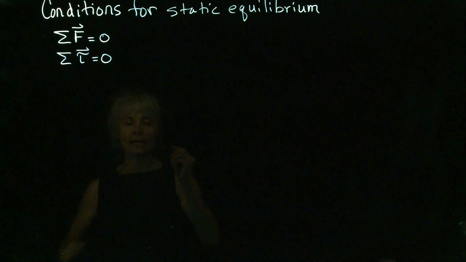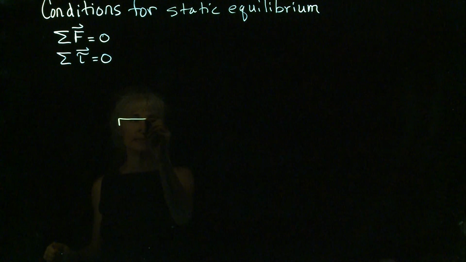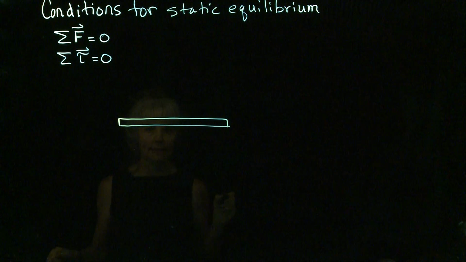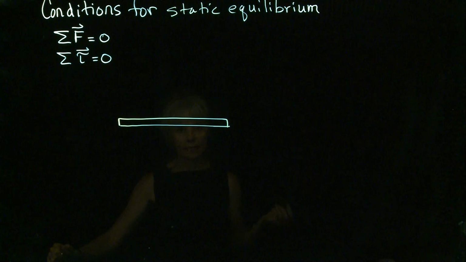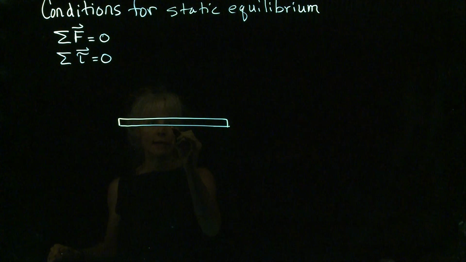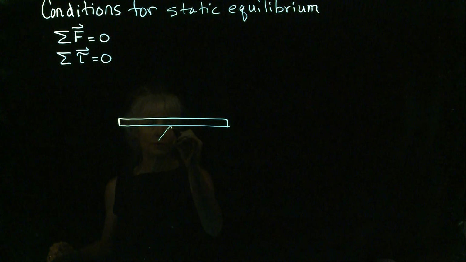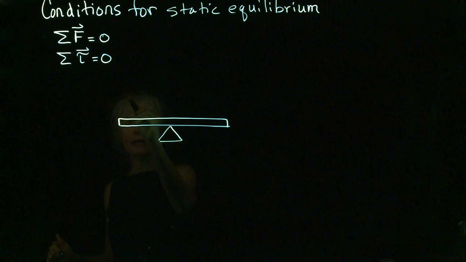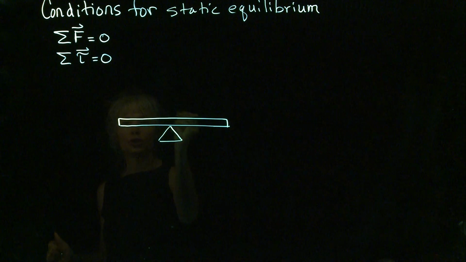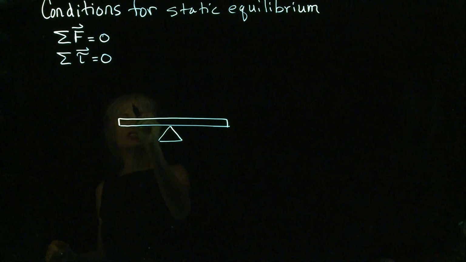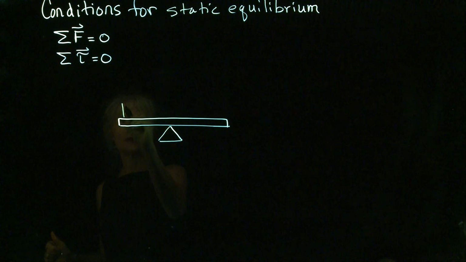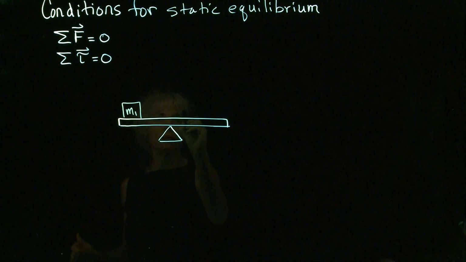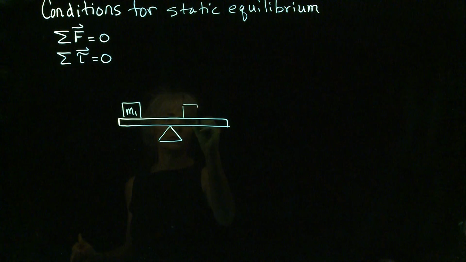So let's look at an example of that using just a real easy scenario here, and that is a seesaw. So everybody has been on a seesaw sometime in their life, and these are the boards that are on a pivot point, and you place an adult and a child, let's say. Or let's just represent this as two blocks, M1 and M2. So here's mass 1 and here is mass 2.